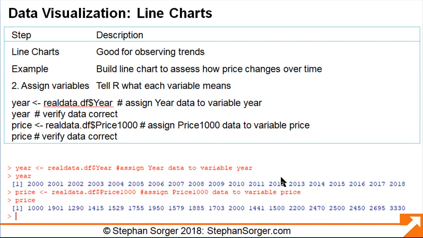We need to tell R what each variable means, so we assign the year data in our data set to a variable called year, and the price 1000 data to a variable called price. We then ask R to print out each one to verify that they are correct. Examining the output, they appear to be reasonable values.